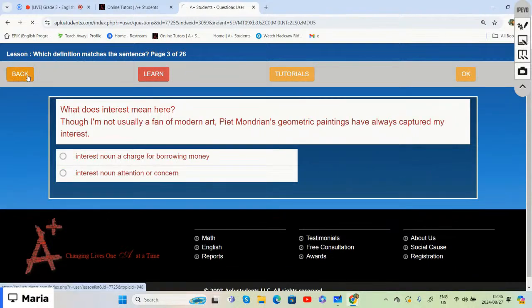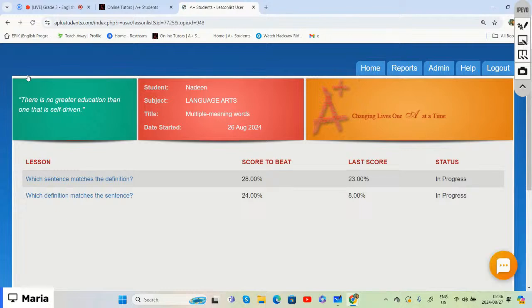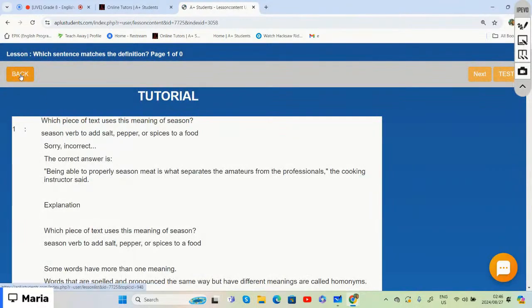All right. So we said multiple meaning words are words with different meanings. The words are pronounced the same way or spelled the same way, but the meanings are different, and that we call multiple meaning words. One word, but there are different meanings to it.